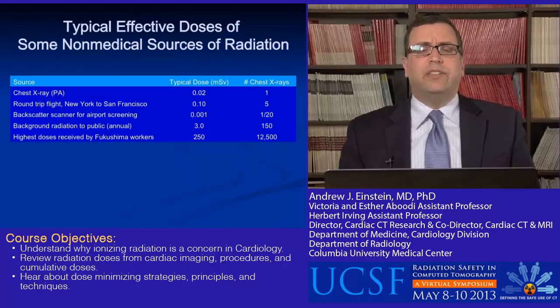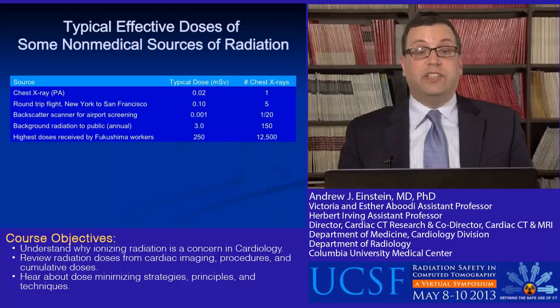So what doses do patients receive? Well, for a basis of comparison, let's look at some typical effective doses of some non-medical sources of radiation. A chest X-ray has a typical radiation effective dose of about 0.2 of a millisievert. A round-trip flight from, say, New York to San Francisco has a typical radiation dose of 0.1 of a millisievert, or 5 chest X-rays. The annual background radiation to a typical member of the American public is about 3 millisieverts, or 150 chest X-rays, and some radiation workers can receive far more.